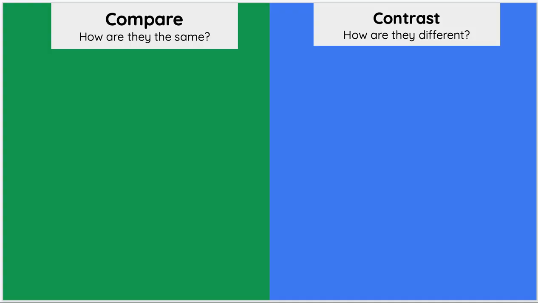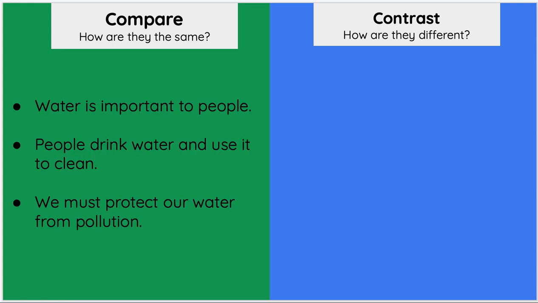Boys and girls, I want us to think about these two texts. Compare them. How are they the same? Contrast them. How are they different? Well, to compare the two texts, I'm thinking both of them talk about how water is important to people. Both of them talk about how people drink water and use it to what? To clean. And it also talks about how we must protect our water from pollution.